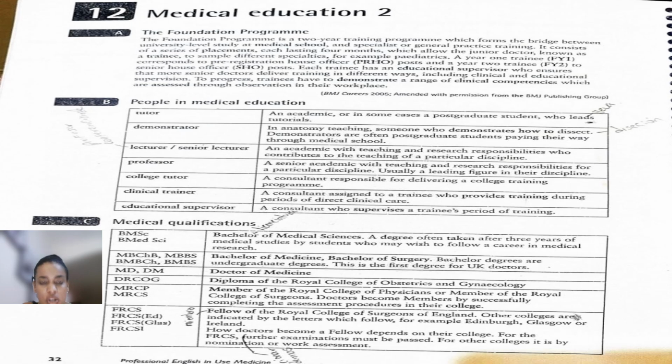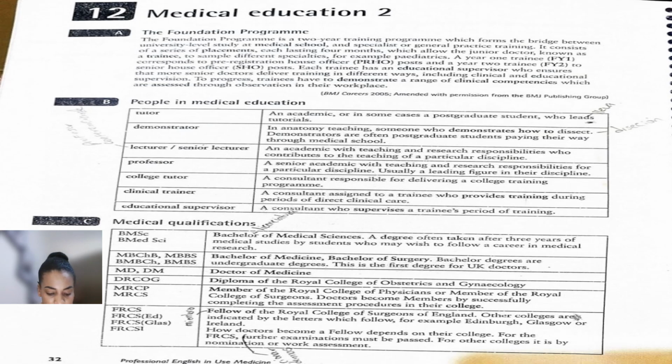MD, Doctor of Medicine. DRCOG, Diploma of the Royal College of Obstetricians and Gynaecologists. MRCP, MRCS: Member of the Royal College of Physicians or Member of the Royal College of Surgeons. Doctors become a member by successfully completing the assessment procedure in their college.